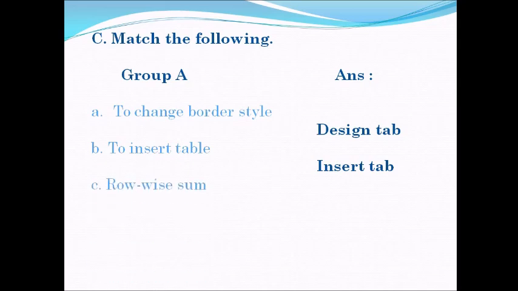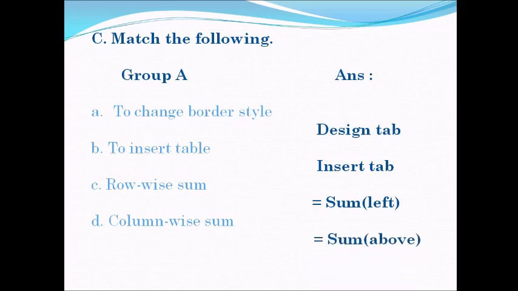Then next, row wise sum equals to SUM(LEFT). This option is available automatically in the dialog box when we want to do a row wise sum to add two numbers. Same as the column wise, equals to SUM(ABOVE). Then next, to insert a new row, in the layout tab, the insert new row option is available.